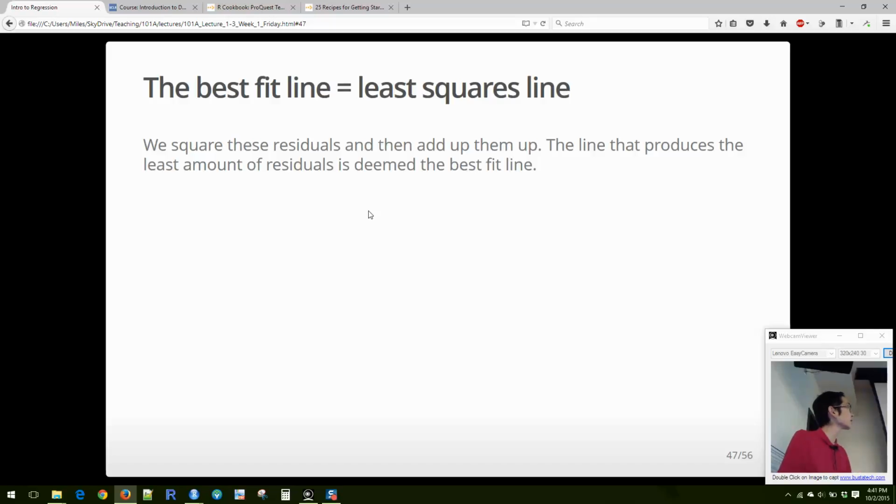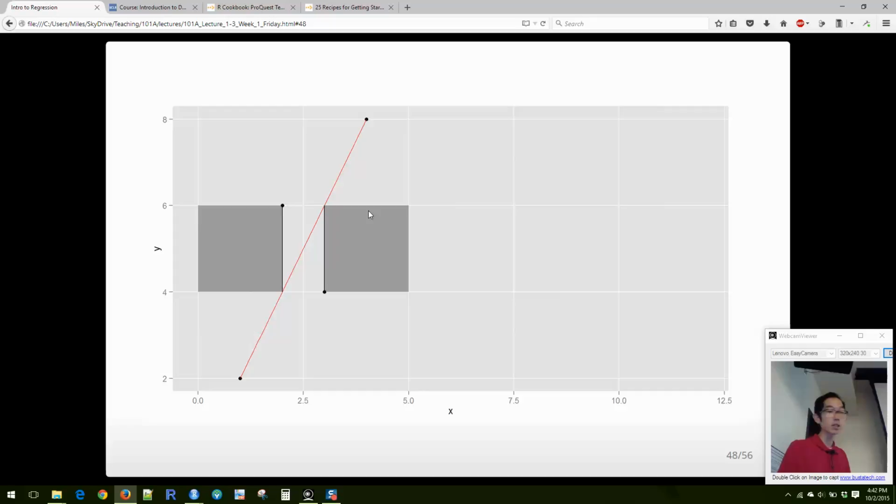Okay, so the best fit line is the least squares line. What we're going to do is square the residuals and add them up. The line that produces the least amount of residuals is going to be deemed the best fit line. So I've taken this residual and I've squared it. These are supposed to look like squares, and I'm hoping they are. And so we're going to take the total area of these squares.